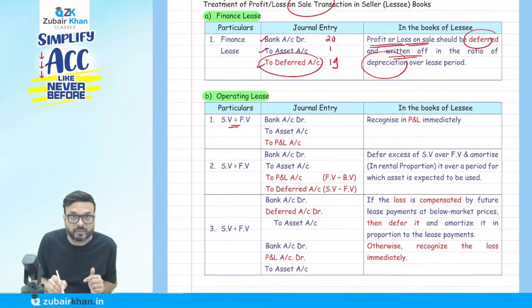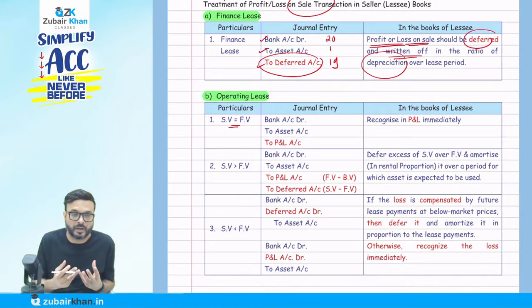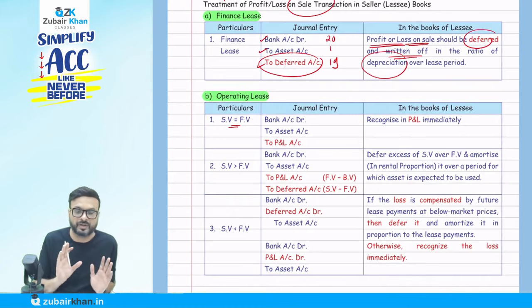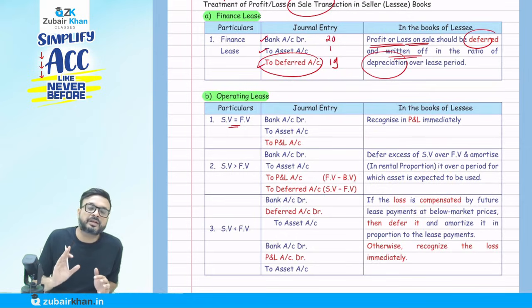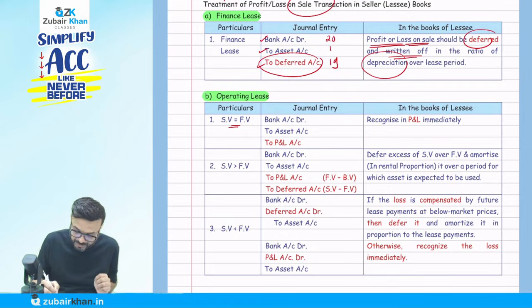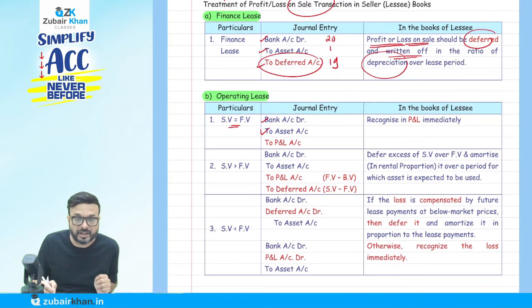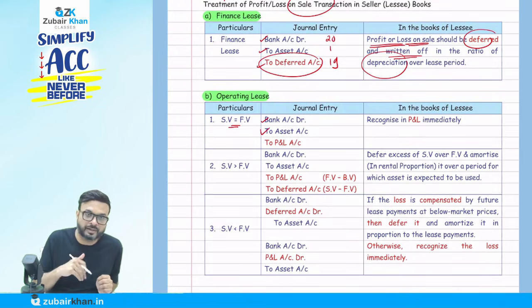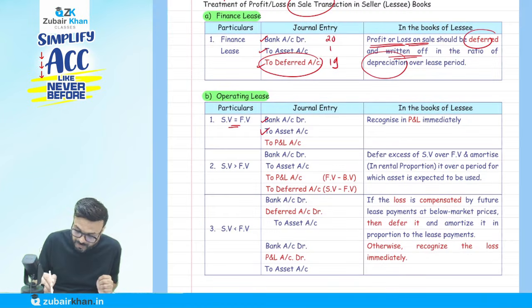The first is when the sale value is equal to fair value. It means there is nothing wrong in that. They are selling the asset at the fair value in the market. Their intention is not to manipulate. So you can immediately transfer the profit to the P&L account. Bank account will be debited, the asset account will be credited, and you can immediately credit the profit to the P&L account.